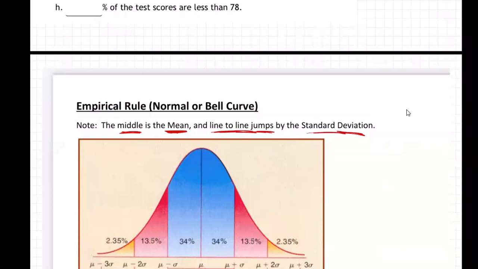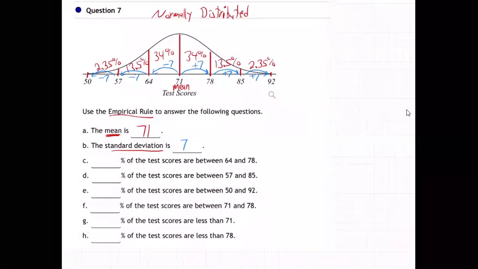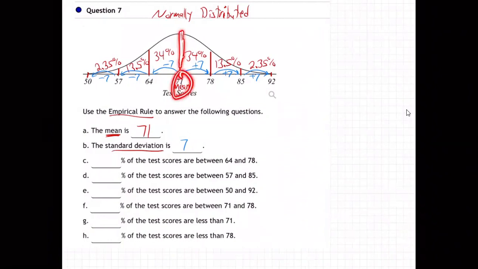That's what I said right here. The line to line jump is the standard deviation. We studied standard deviation earlier, right? It means the spread. It tells you something about how spread out the data is. So in other words, on this test, the average score was 71, but the numbers are spread out. Some people got up to 78, all the way up to 85, all the way up to 92. What percentage? Well, 34% of all the students got between 71 and 78, etc.